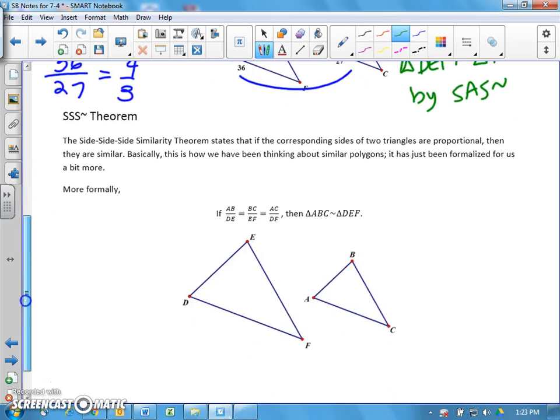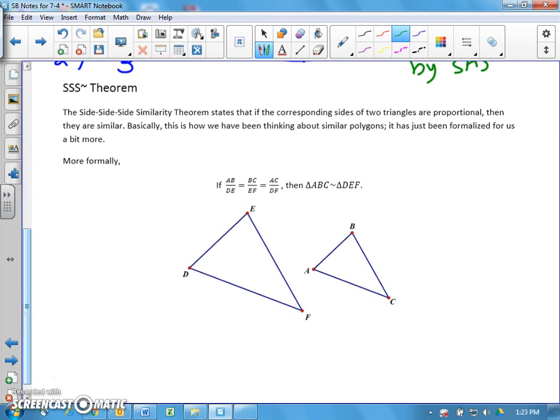Our final theorem for similarity is the SSS similarity theorem. Just like you would expect, this means that all three pairs of sides have to be proportional for the triangles to be similar. And if you remember, we're going to check this the same way we did in the last one. So we're looking at AB to DE, and we're looking at BC to EF, and we're going to compare that to AC to DF.